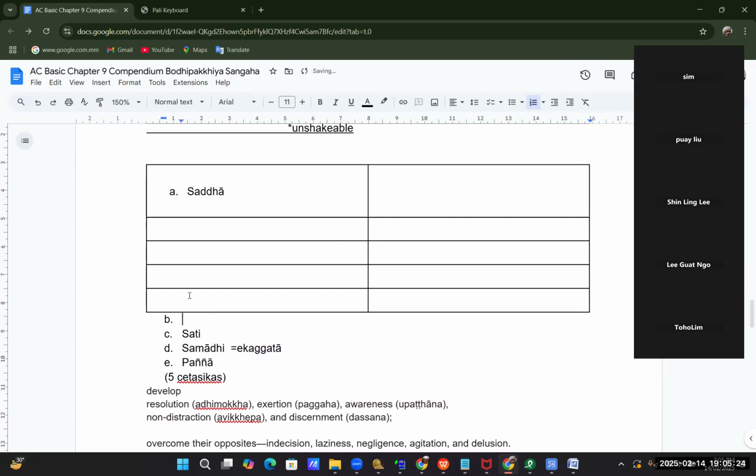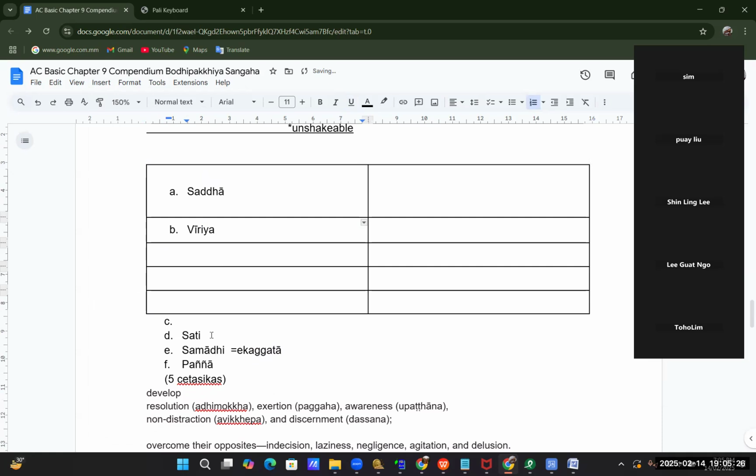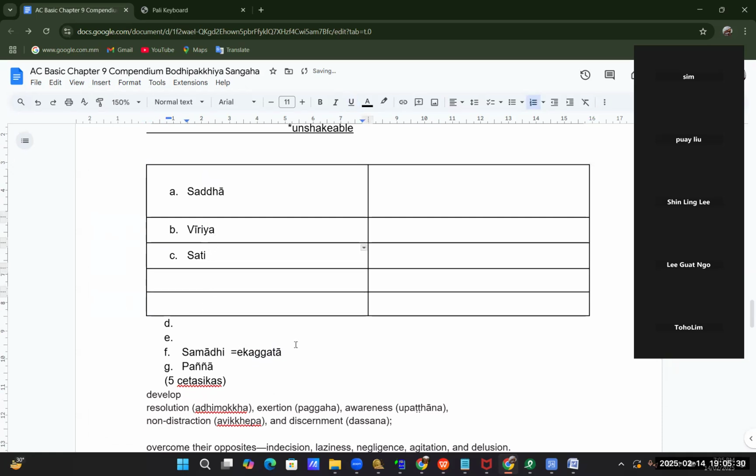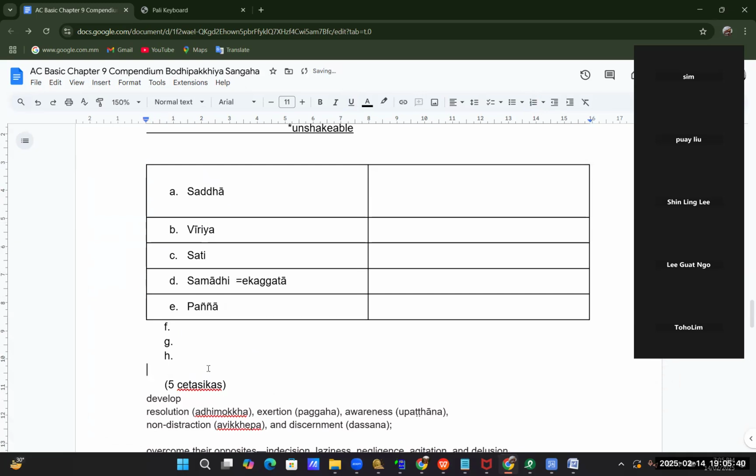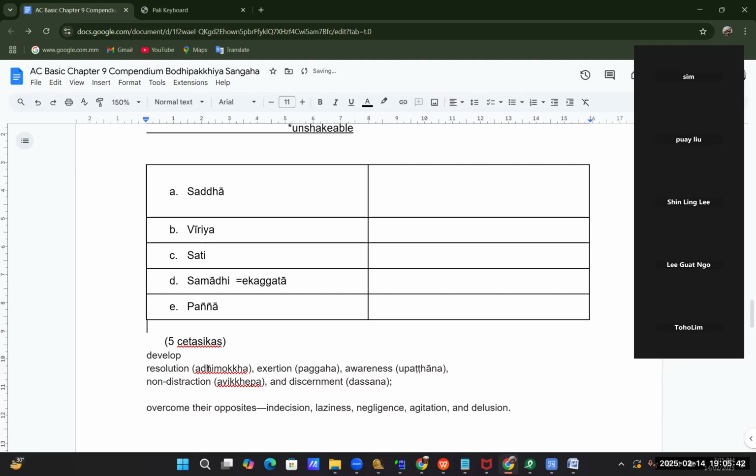Saddha, Viriya, Sati, Samadhi, which is Ekagata. And then Panya, wisdom. Okay, how are you going to increase your faith in meditation or during the meditation time?